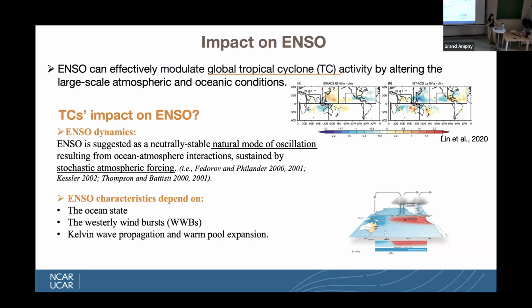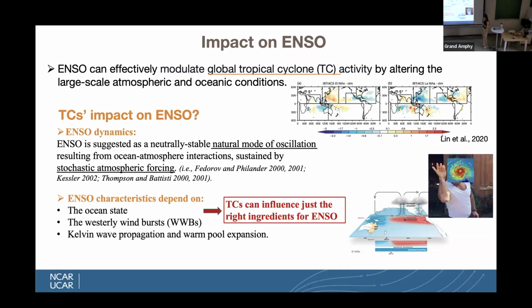What determines ENSO characteristics includes, first of all, the ocean state. You have your westerly wind bursts as the stochastic wind forcing, and you have Kelvin wave propagation and warm pool expansion that helps initiate ENSO. So tropical cyclones, as we saw before, can provide all of these ingredients, right? It primes the equatorial Eastern Pacific to be warming. That affects the ocean state. You have the westerly wind bursts we just discussed, and we have the Kelvin wave propagation and warm pool expansion associated with the TCs. So from this, we hypothesize that tropical cyclones may have some impact on ENSO characteristics.